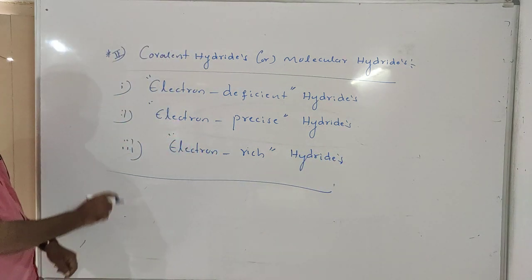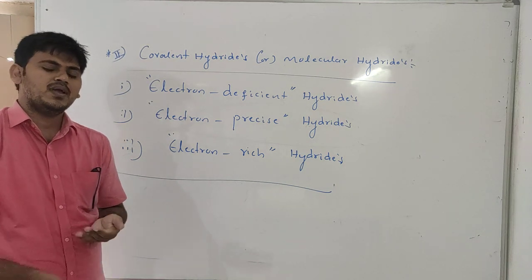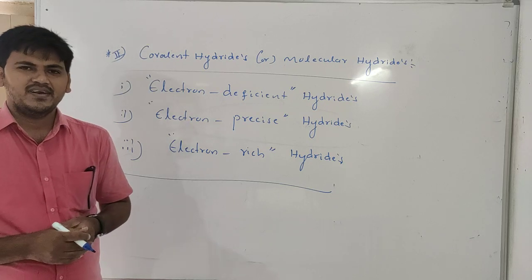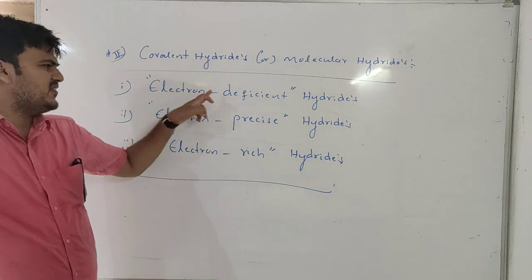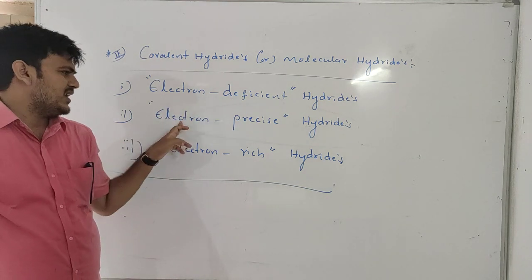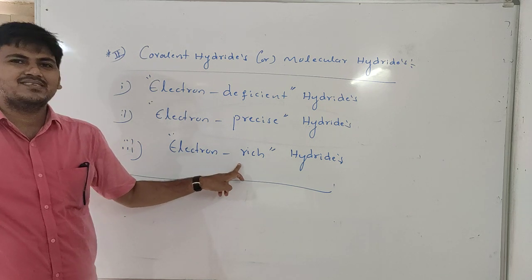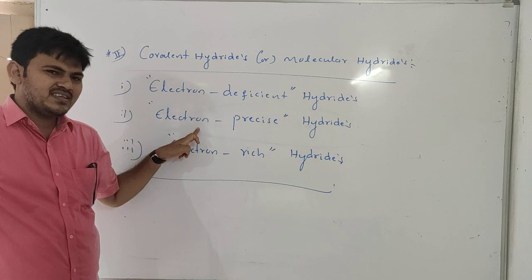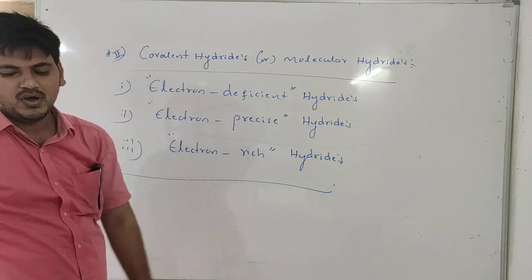Okay, so these are covalent hydrides. Generally, most of the p-block elements form covalent hydrides, that means third A to seventh A group elements. Covalent hydrides are further classified into three types: electron deficient, electron precise (required number of electrons), and electron rich (excess number of electrons). So these three are covalent hydrides or molecular hydrides.